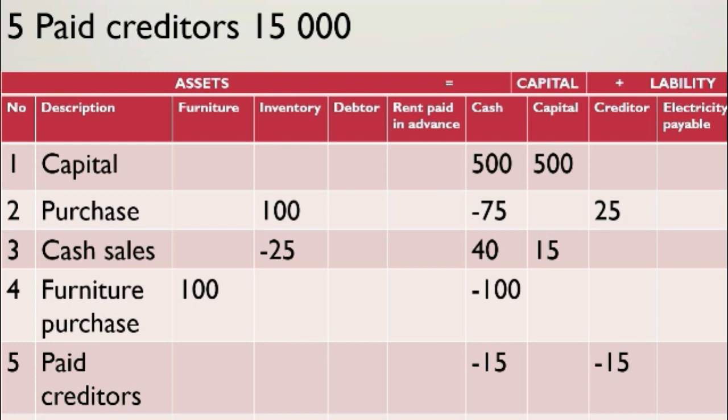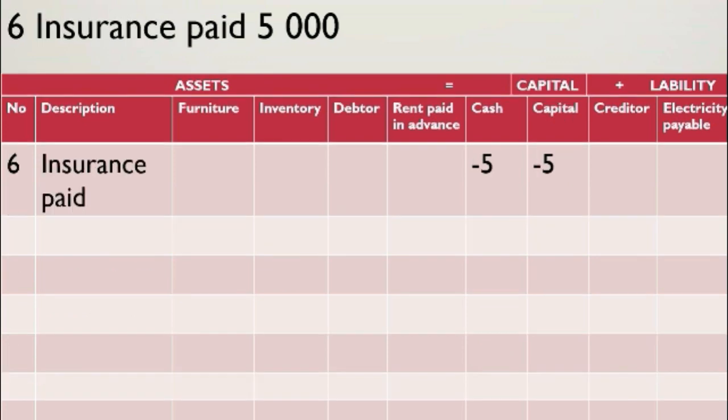When we settle, what will happen to our creditors balance? Earlier we had an obligation to settle 25,000. Out of that 25,000, now we are settling 15,000. So the obligation also has to reduce. So we can go to the creditors column and deduct 15,000. Cash asset is reducing by 15,000. Liability is also reducing by 15,000. So the equation is balancing. So we can move to the next question.